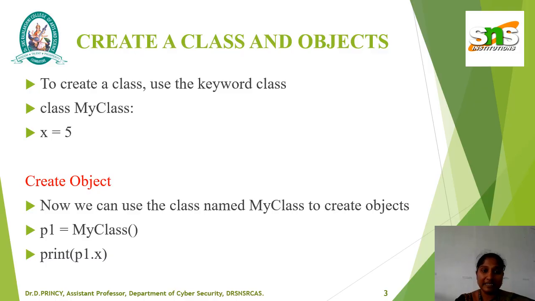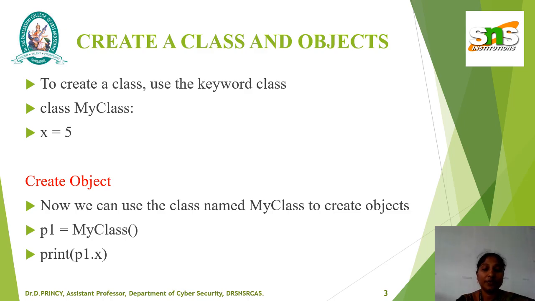How to create a class? To create a class, we use the keyword class, followed by any user-defined class name, followed by a colon. The colon defines the body of the class. For example, x = 5. This class contains only one statement, which is a declaration of variable x having the value 5.